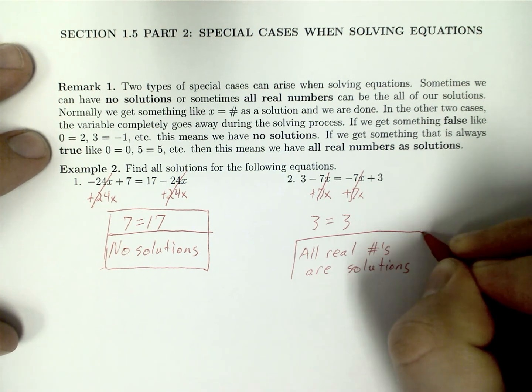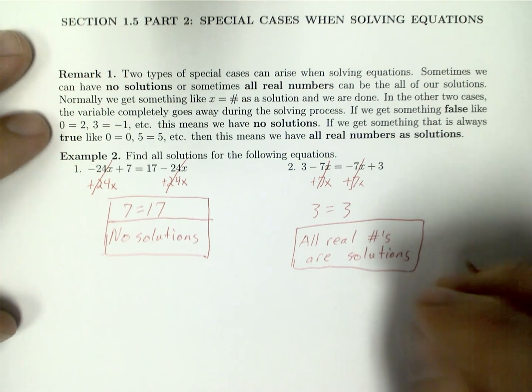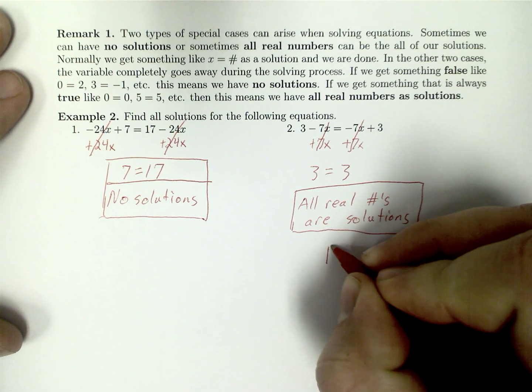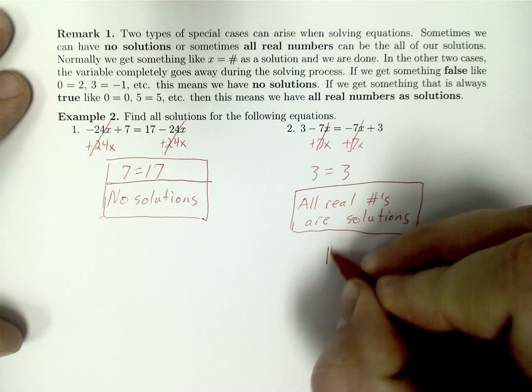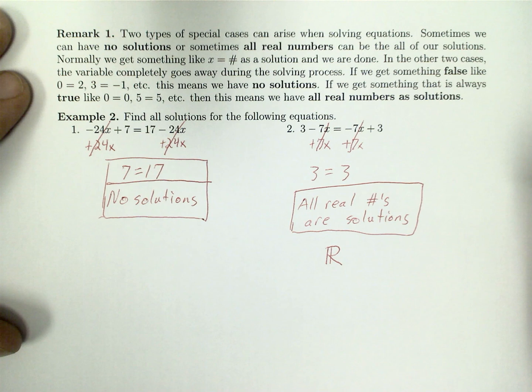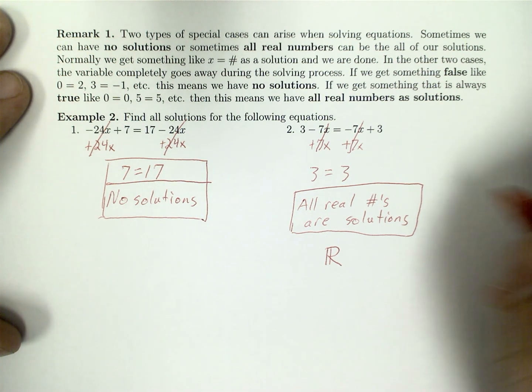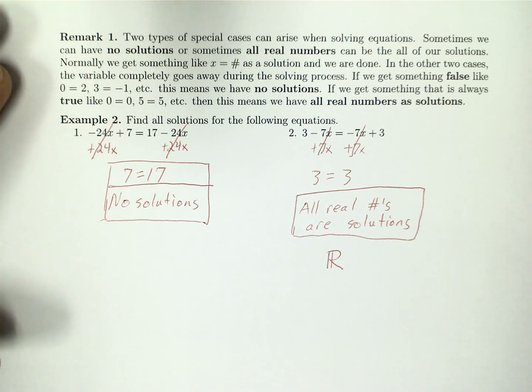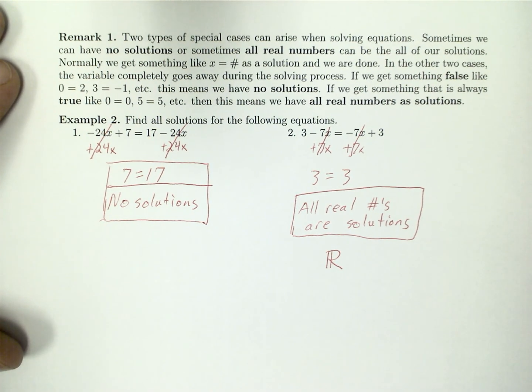This is a perfectly fine answer. Another way to represent all real numbers, just the term all real numbers, is an R with an extra line, an extra vertical line. And sometimes that would be perfectly representative of all real solutions.